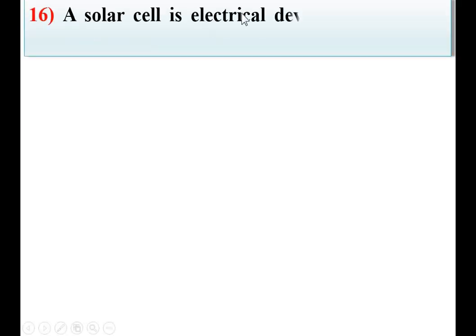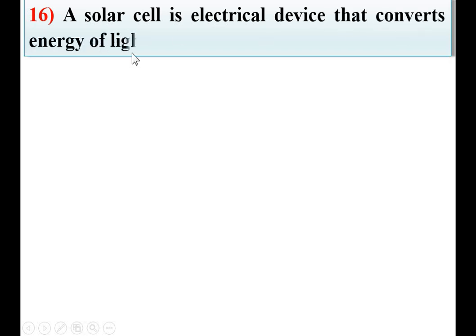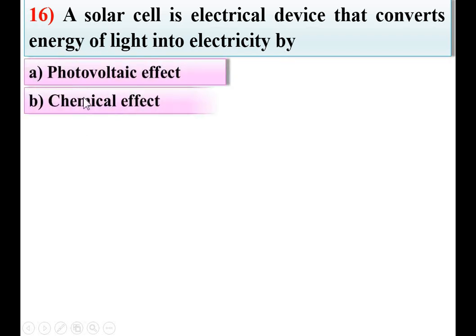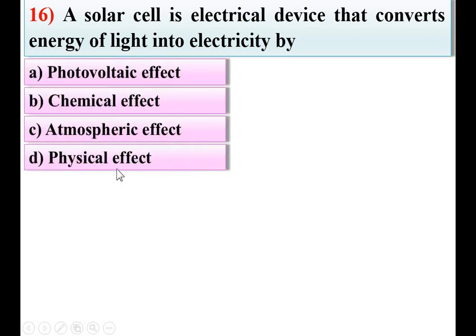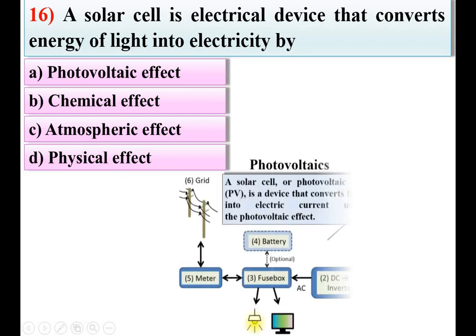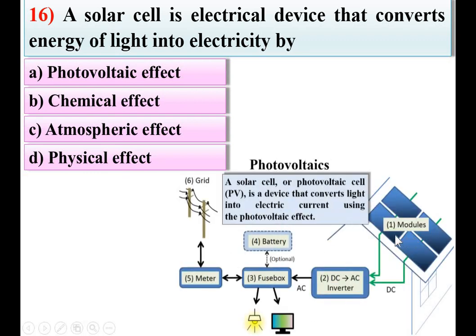Next, a solar cell is an electrical device that converts the energy of light into electricity by: photovoltaic effect, chemical effect, atmospheric effect, physical effect. Let me show you one figure. These are the modules from where you can produce electricity by the photovoltaic effect. A solar cell or photovoltaic cell, known as PV, is a device that converts light into electricity with the help of the photovoltaic effect. So here A is the right answer.